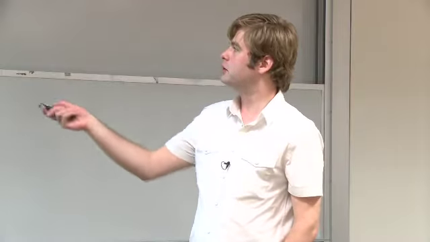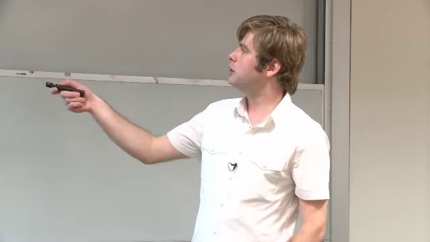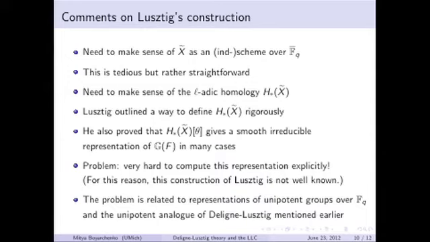Okay, let me give a few comments about this. This comment is really about what Tom has asked. The first thing we need to do is make sense of this quotient as an ind-scheme over the algebraic closure of F_q. I think this is actually possible to do. There are various technical issues that one has to deal with, but it's not beyond our reach.